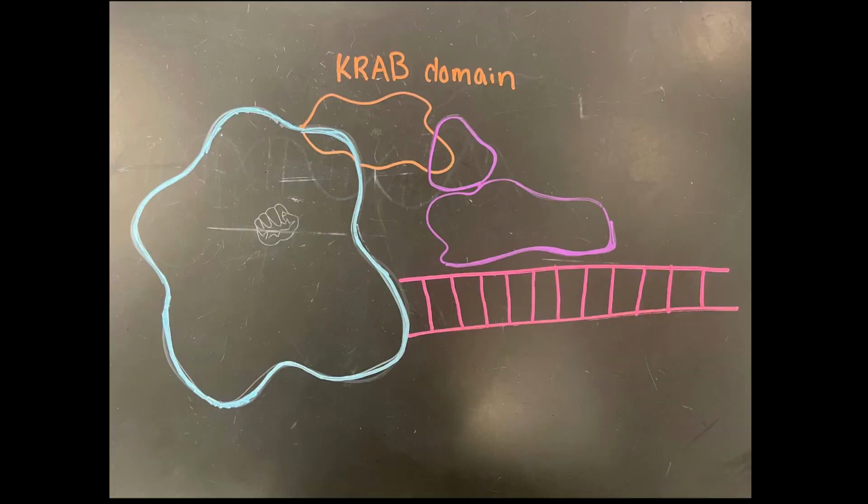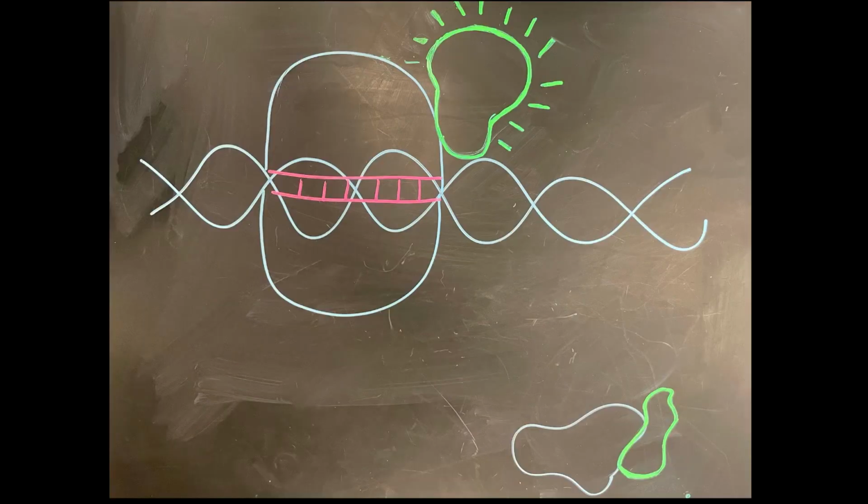To silence genes, a KRAB domain is used to fuse Cas9, inactivating transcription by recruiting more factors that physically block the gene. CRISPR can also be used to observe the 3D architecture of the genome by attaching fluorescent protein complexes to map where specific sequences are found in the genome.